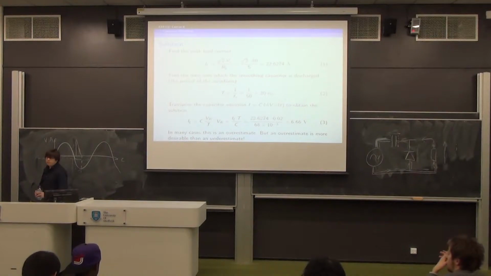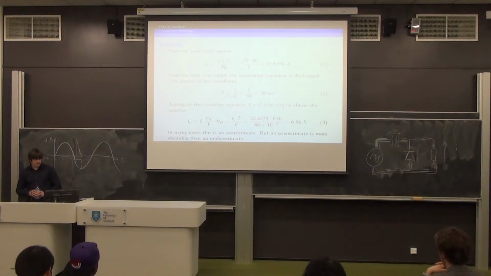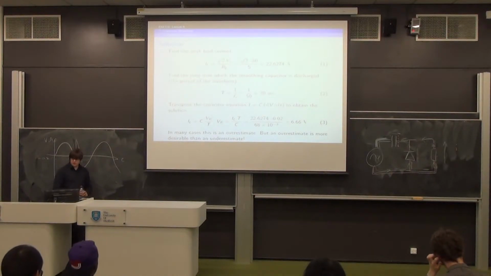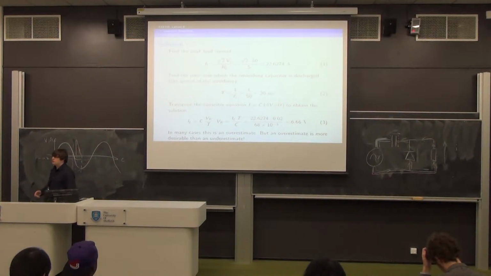So first thing is find the peak load current. And we can use the formula from a couple of slides ago, which is √2 gives us the peak, Vs upon RL gives us the current. And we're assuming there is no voltage drop across the diode.